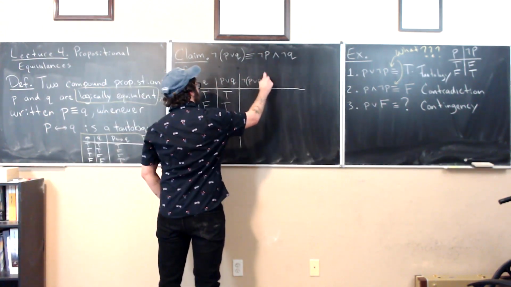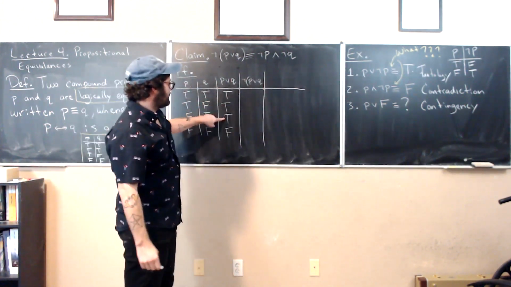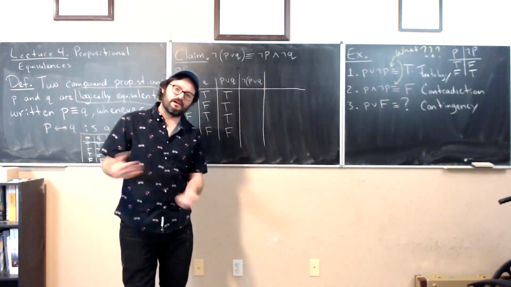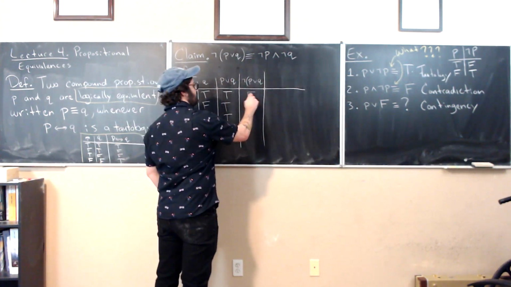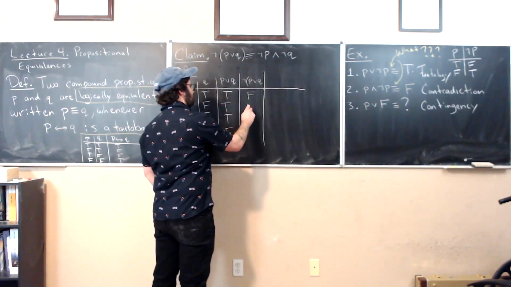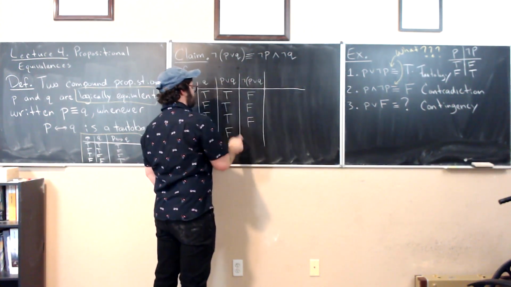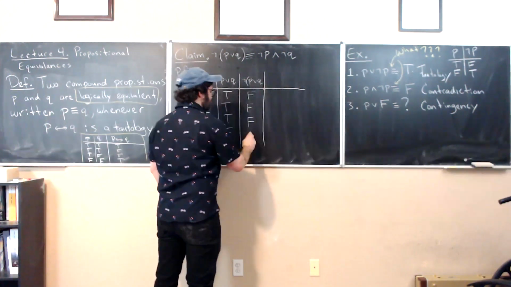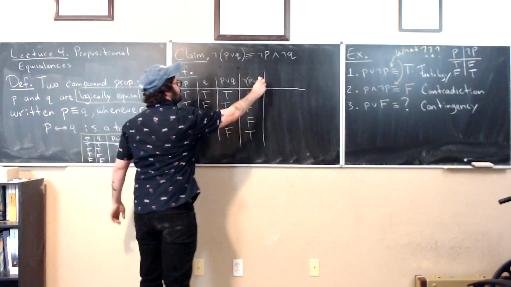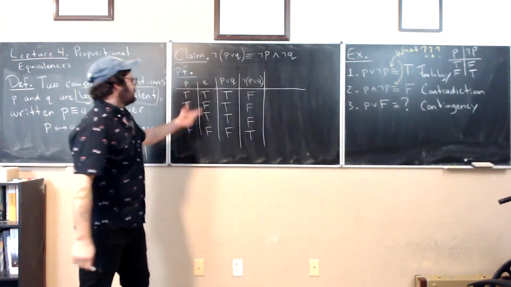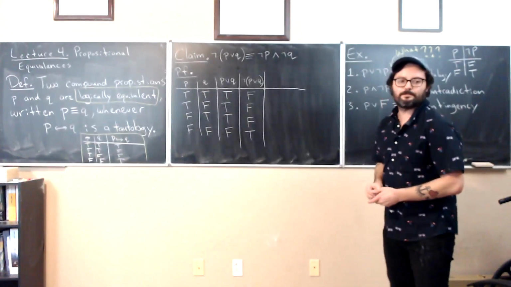So negation of P or Q. These are the values for P or Q. The negation is simply the opposite, right? So not true is false. Not true is false. Not true is false. And then not false is true. So that's the column associated with the negation of P or Q on every single possible combination of truth values for the variables P and Q.